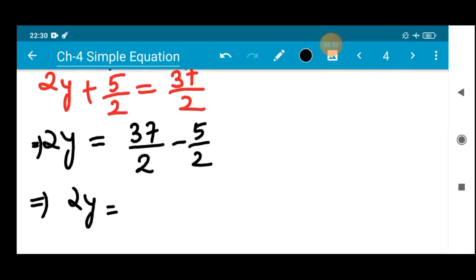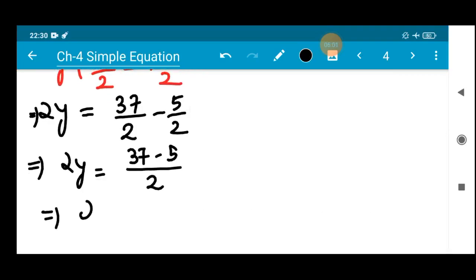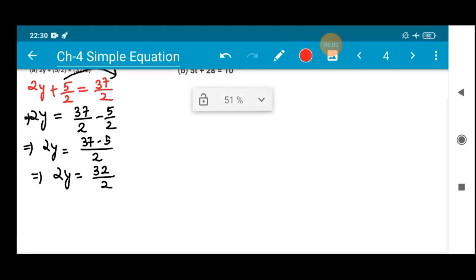Now you can see here the denominators are the same, so the LCM will be 2. Directly you can subtract the numerators. So the value will be 2y is equal to 37 minus 5, which is 32, divided by 2. Now I can divide this. You can also divide this. 2 ones are 2, 2 sixteens are 32. So the value of 2y is equal to 16.